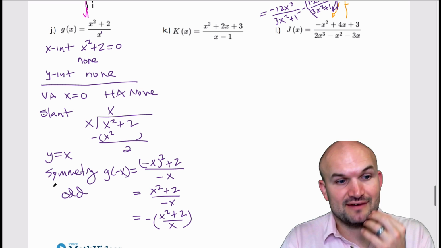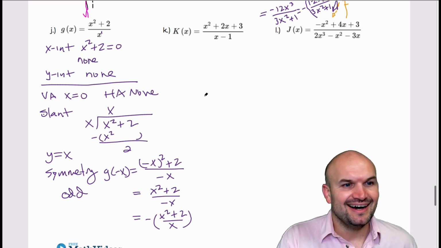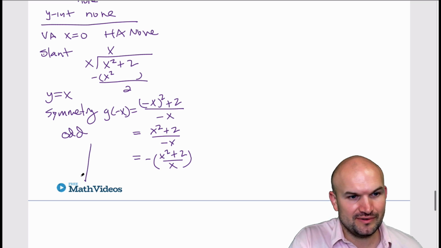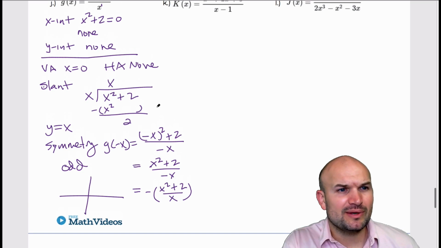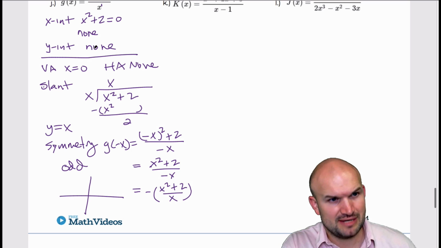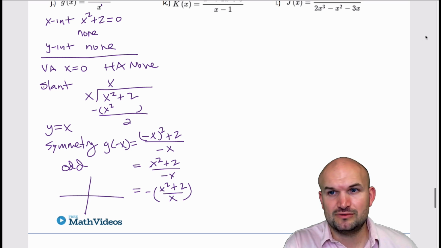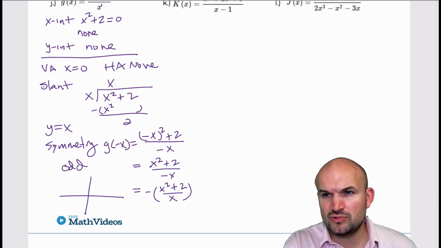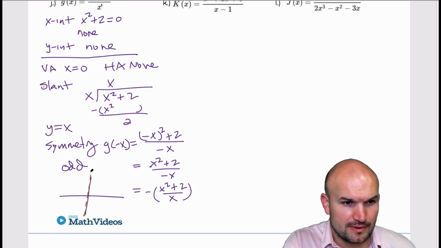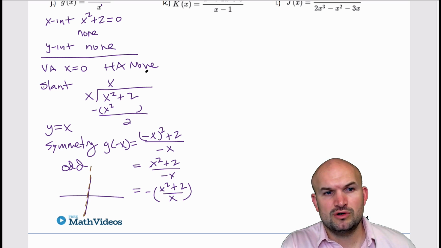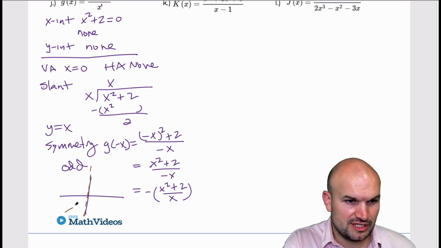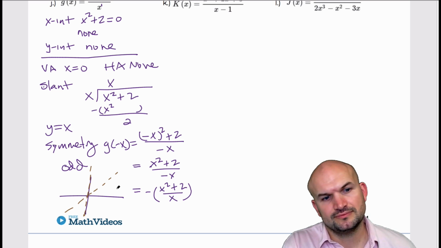Now, I am running out of space, so that is not very good. All right, so let's try to maybe fit something in here real quick. We don't have a y-intercept, we don't have an x-intercept, and we have a vertical asymptote at x equals 0. So let's use brown for our vertical asymptote, x equals 0. And no horizontal asymptote, but we do have a slant asymptote at y equals x, which is the function there.